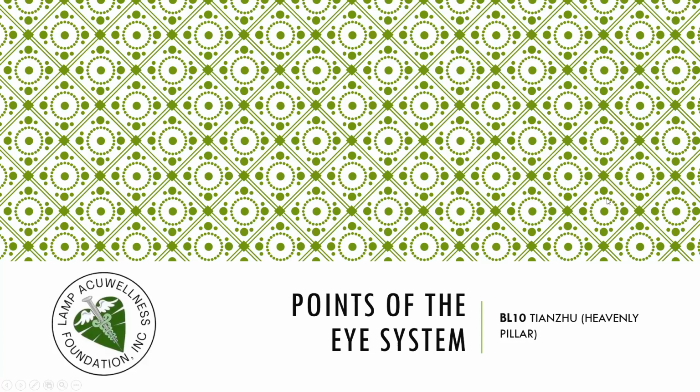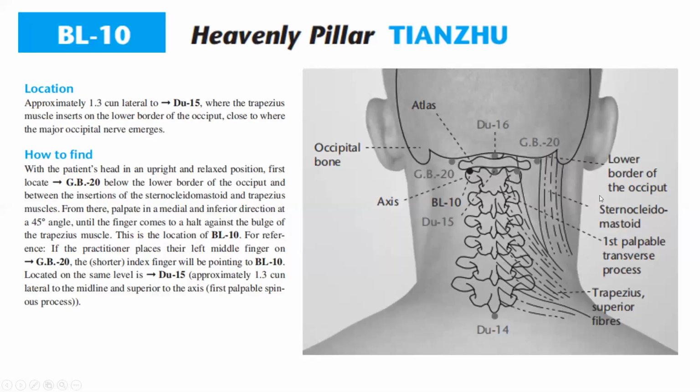Let's discuss the points of the eye system. Bladder 10, Tianzhu, Heavenly Pillar. Location: approximately 1.3 cun lateral to DU15, where the trapezius muscle inserts on the lower border of the occiput, close to where the greater occipital nerve emerges.